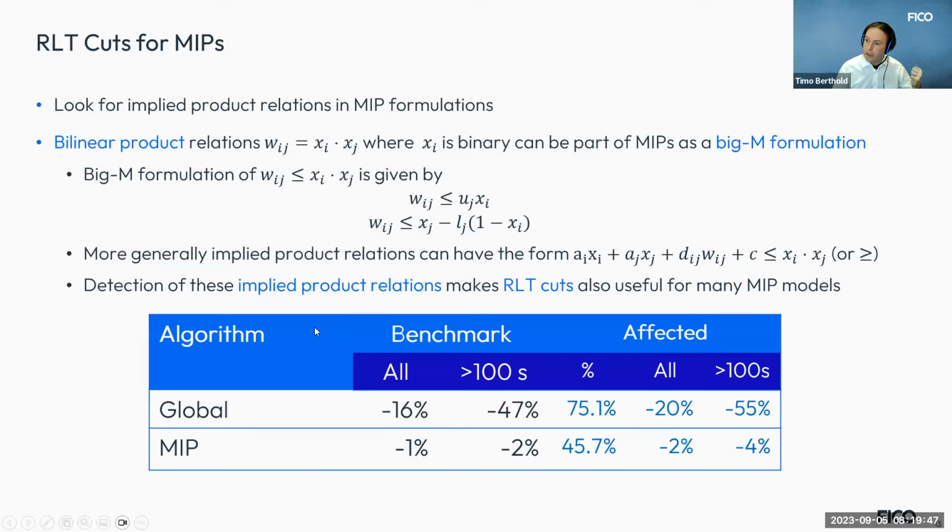Okay, so this technology makes our global solver significantly faster, 16% overall, 20% overall on affected models, which is the majority of models here. But a little bit surprisingly, almost half of the MIP models also feature some structures to which you can apply RLT cuts. And you still get something like a 2 to 4% improvement on MIP from this cutting technology.